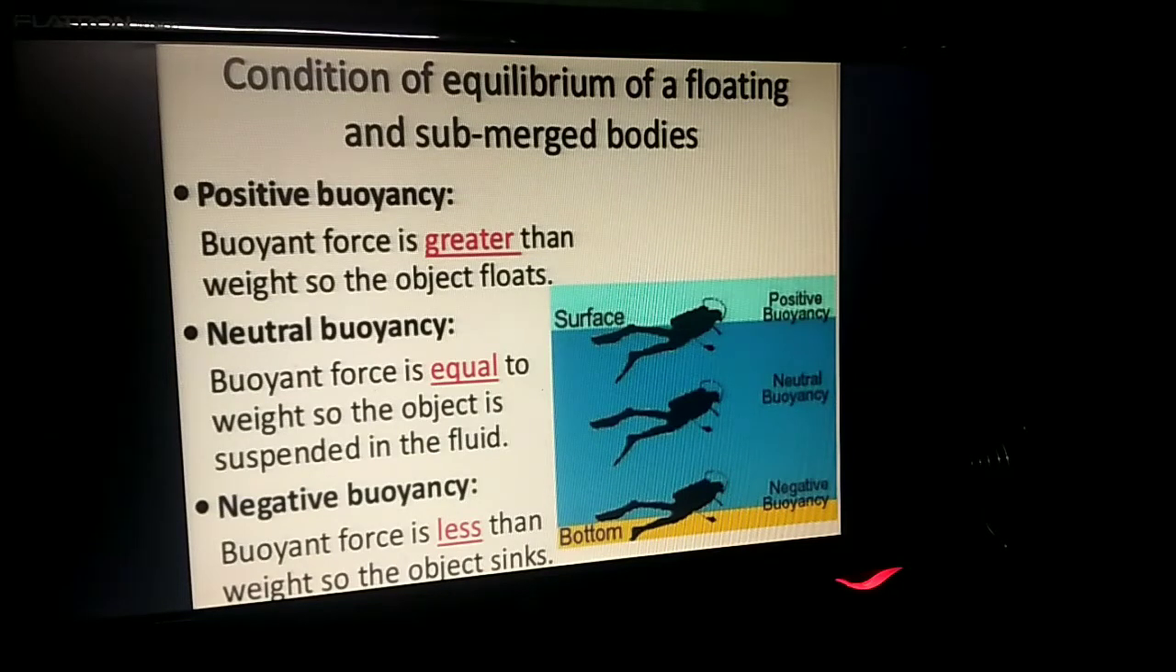When the buoyant force is greater than the weight, the object floats, which is known as positive buoyancy or positive buoyant force. When the buoyant force is equal to the weight, the object is suspended in the fluid, which is called neutral buoyant force or neutral buoyancy. If the buoyant force is less than the weight, then the object sinks. It is called negative buoyancy or negative buoyant force.